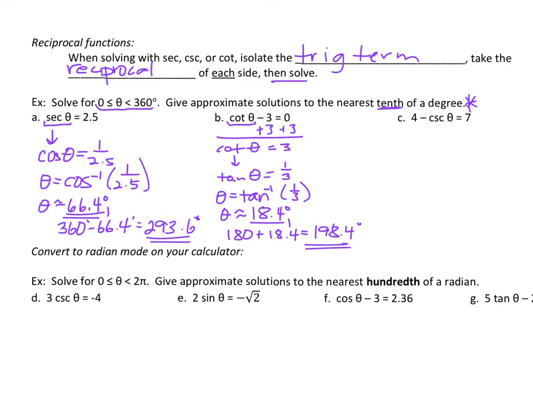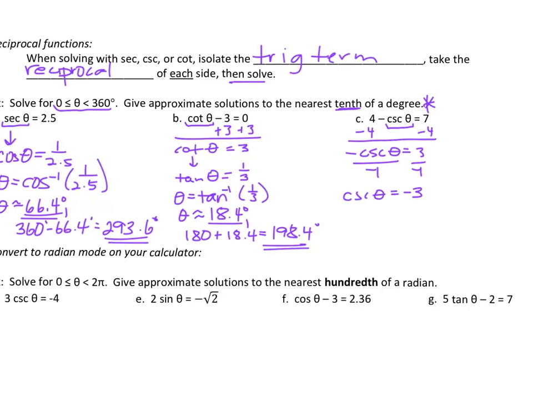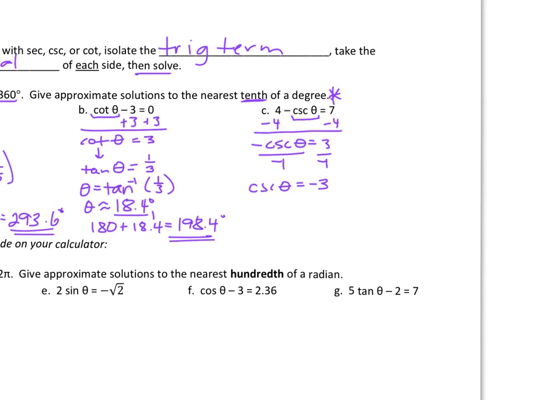Last but not least, we have a cosecant, so we just have one of each type. 4 minus cosecant theta equals 7. To get cosecant theta by itself, we're going to subtract 4. But be careful, it's still negative cosecant theta is equal to positive 3. So then we have to divide by negative 1, and we get cosecant theta equals negative 3. Now we're ready for the reciprocal, and I'm going to need a little bit more room on this right-hand side. Slide that over a little bit. Hopefully you have enough space to write this out.